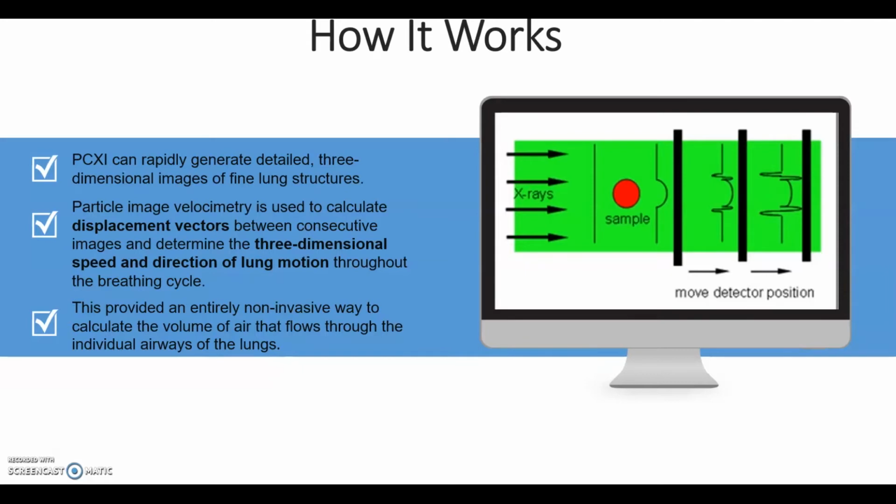Researchers found that particle image velocimetry is used to calculate the displacement vector between consecutive images and determine the 3D speed and direction of the lung motion throughout the breathing cycle. This provides an entirely non-invasive way to calculate the volume of air that flows through the individual airways of the lung.